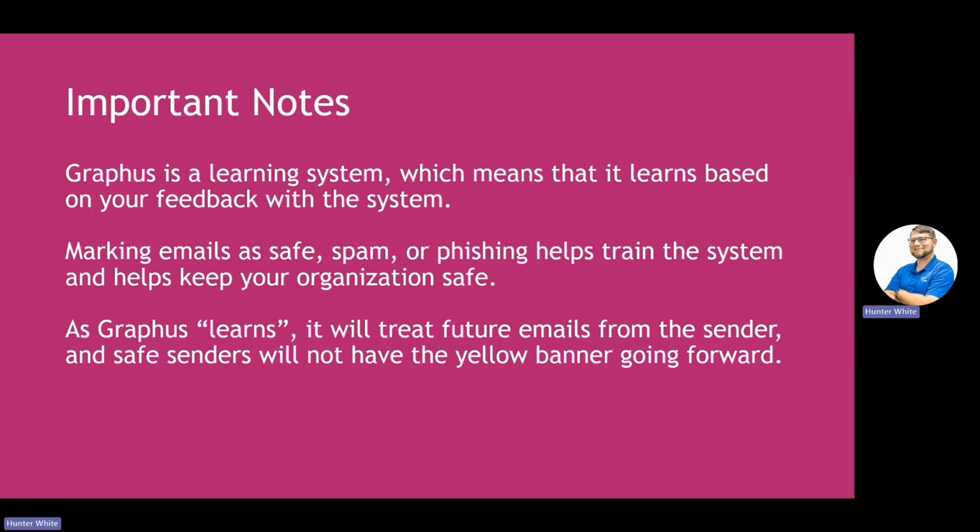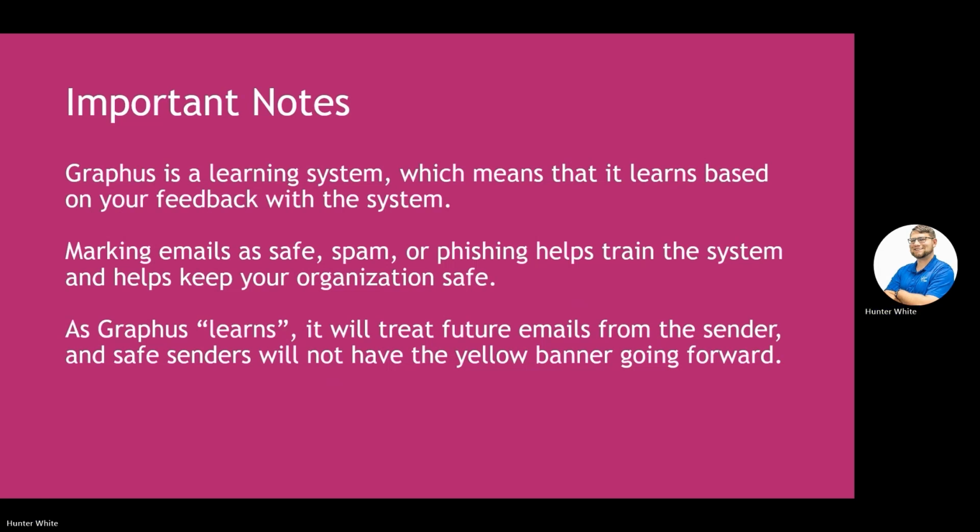Now, it's important to note that Graphus is a learning system. It's not going to have everything. It's not going to know your history as soon as the service is turned on. It doesn't know that you've messaged somebody for the last 10 years or so. According to the message, you're an external user. It's going to treat you with a little bit of suspicion.